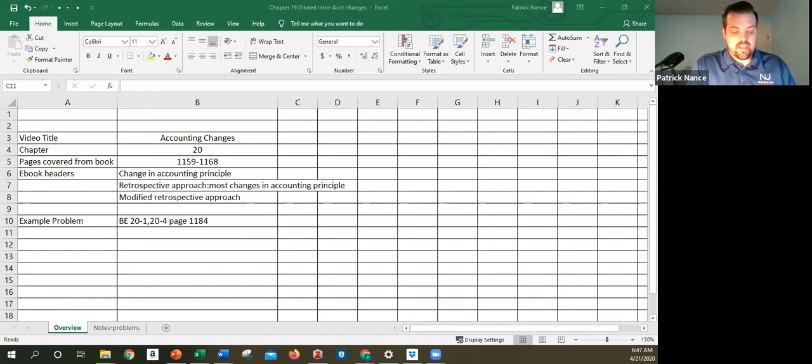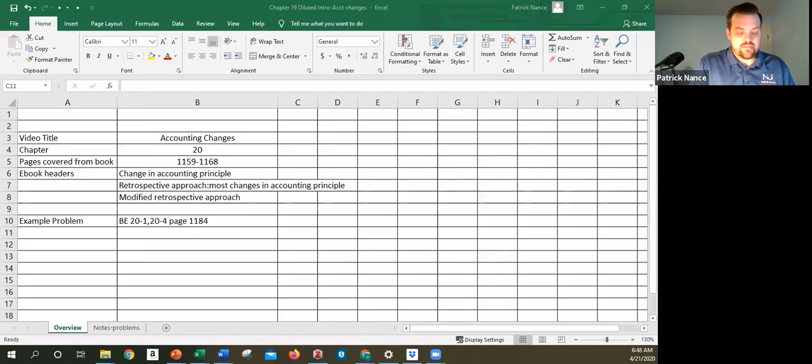And then a change in reporting entity is a change from reporting as one type of entity to another type. So like consolidating a subsidiary not previously included in consolidated financial statements, or report consolidated financial statements in place of an individual statement.